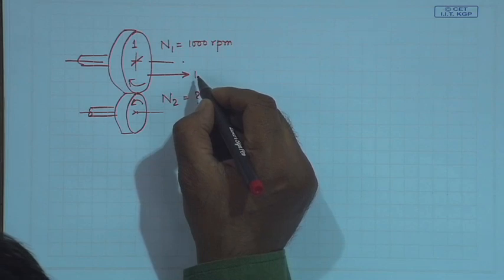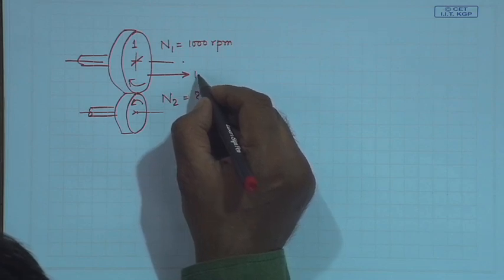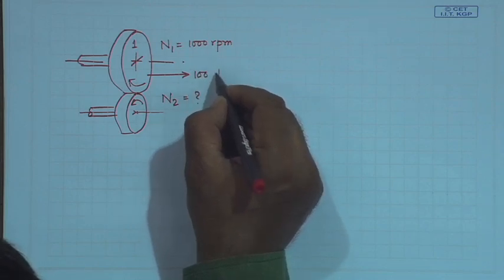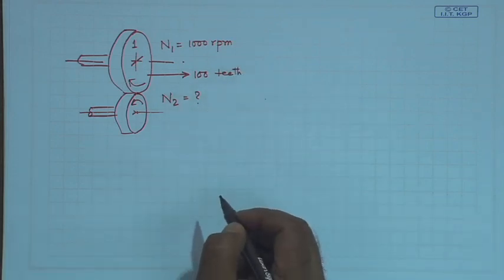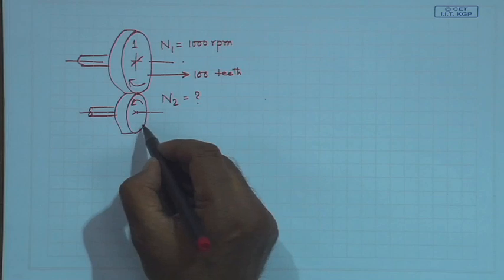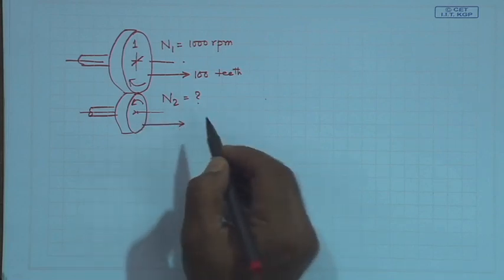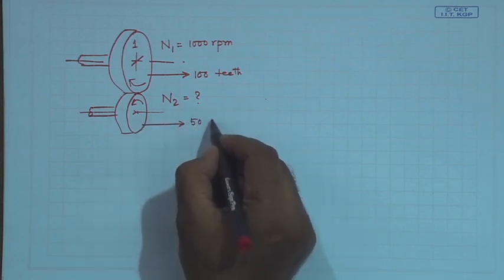Just a moment. This gear has 100 teeth, and say this one has 50 teeth.